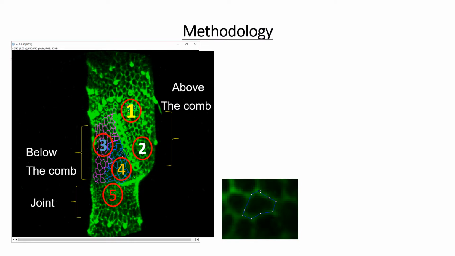Okay, so what is the methodology we're going to use? Similar to Malcolm, we pick 4 regions. Here we have the fifth one, which would be the joint, but we are not going to do that, although in the beginning we thought that we were going to. However, as you are 4 in your group, we are only going to study 4 regions, 2 above the comb and 2 below the comb.